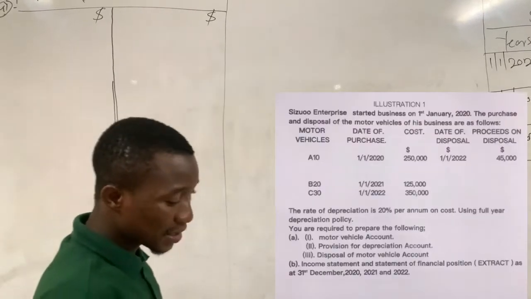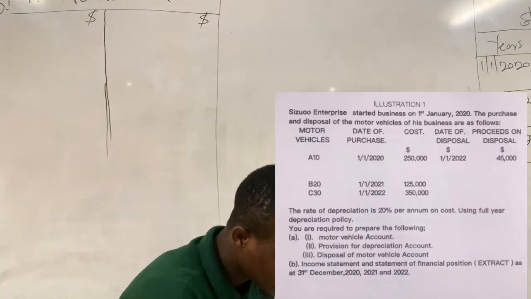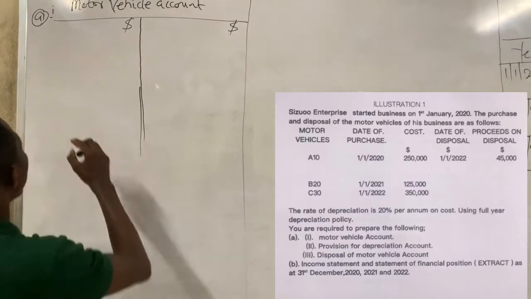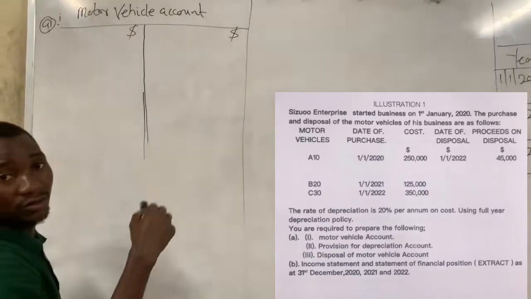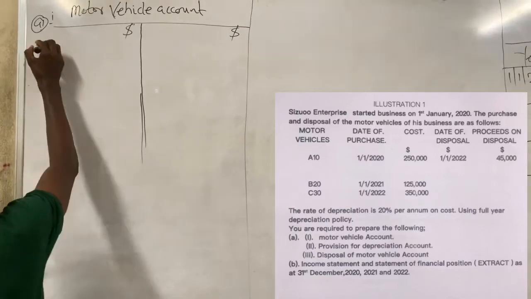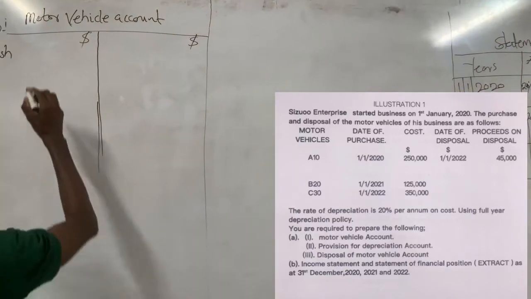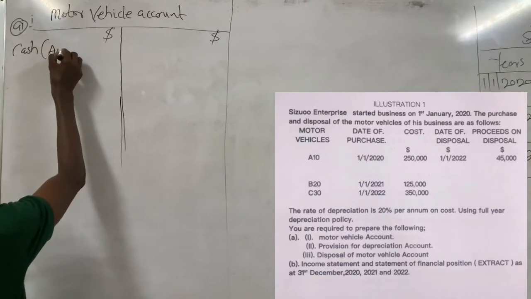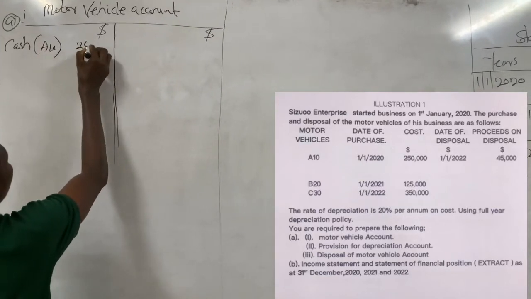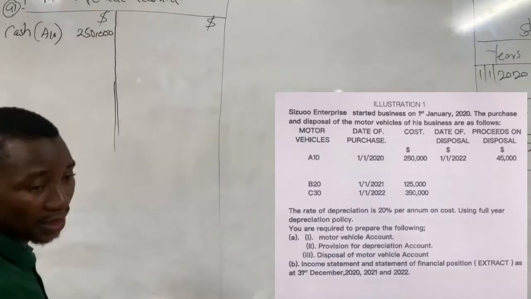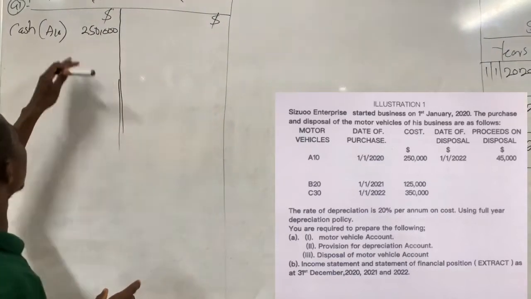So on 1st January, we acquired asset A10. The acquisition may be through cash, or even through check or bank. So that is A10, and the amount is 250,000. In this particular year, that is 2020.